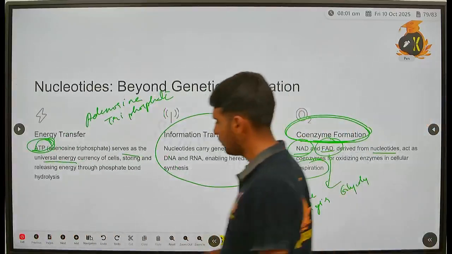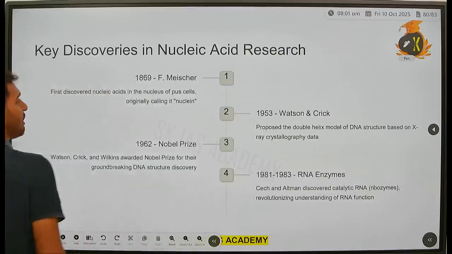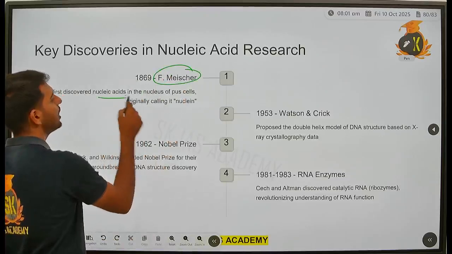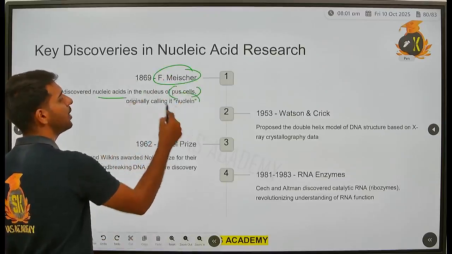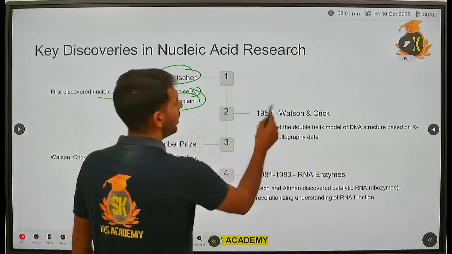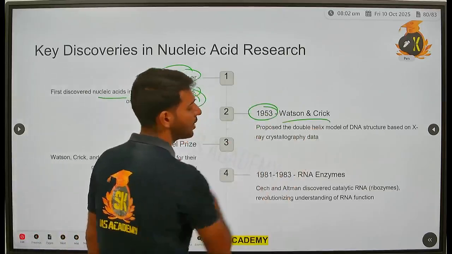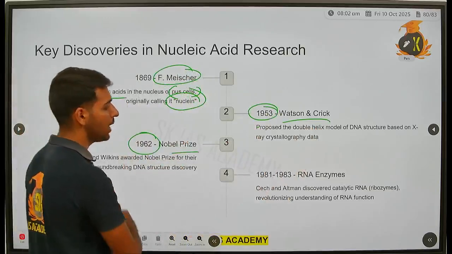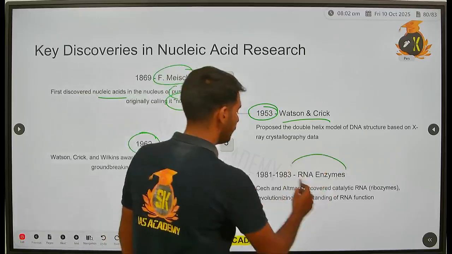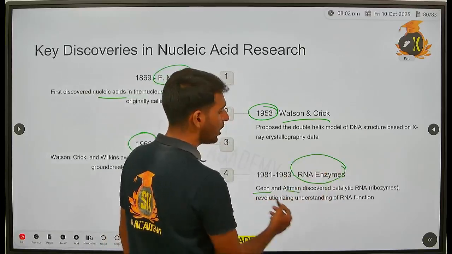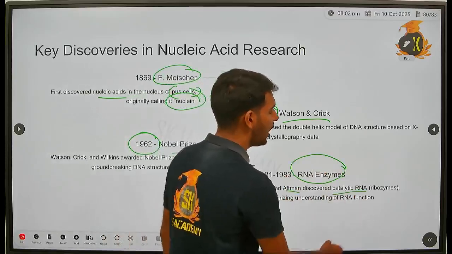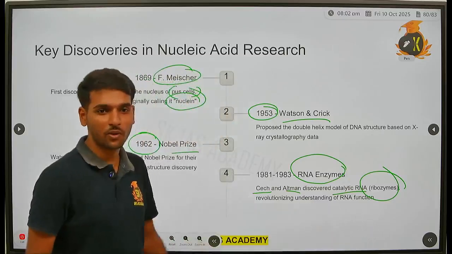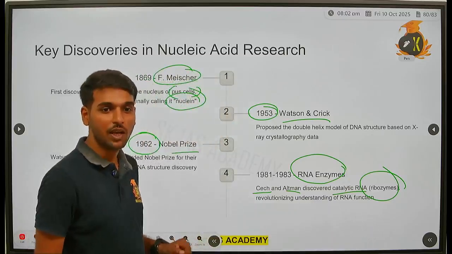Okay, sorry. Key discoveries: Miescher discovered nucleic acid in the nucleus of pus cells, named it nuclein. 1953, Watson and Crick, double helix. 1989, Nobel Prize, RNA enzymes, Cech and Altman discovered catalytic RNA. Ribozymes. What is this? We didn't mention this earlier.